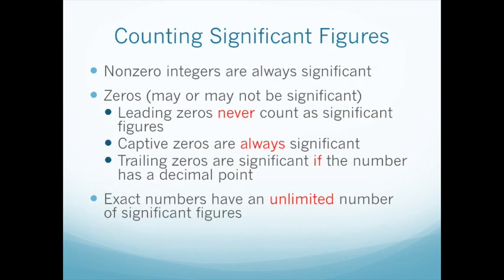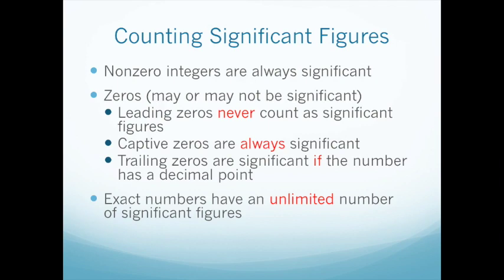So non-zero integers are always significant, so things like 1 or 150. Zeros may or may not be significant depending on where they fall. If they are leading zeros, such as for a small decimal number, they are never significant and can be dropped and replaced with scientific notation. Captive zeros are always significant, and trailing zeros are significant if the number has a decimal point.